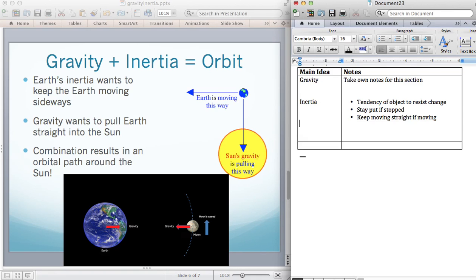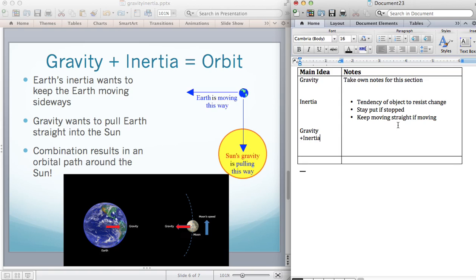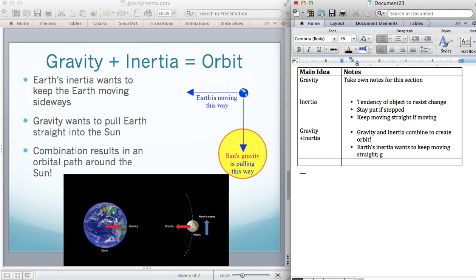So gravity and inertia combine to create orbit. The inertia wants to keep moving straight, but gravity wants to pull into the sun. The combination results in orbit. And you can see the same idea is true for the moon.